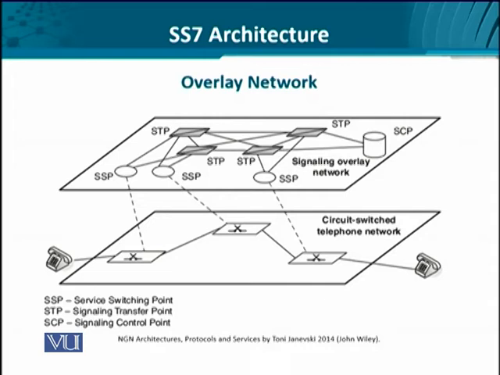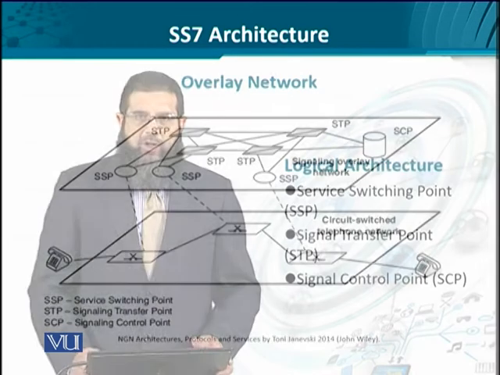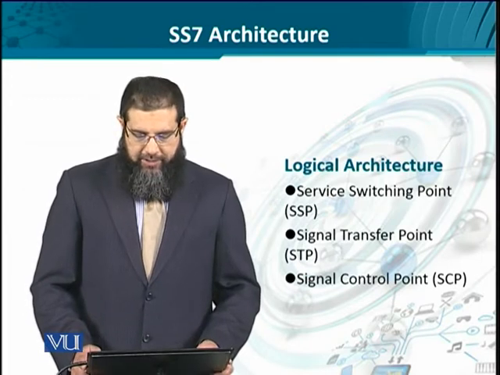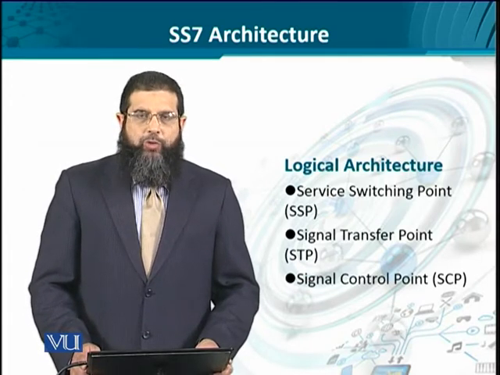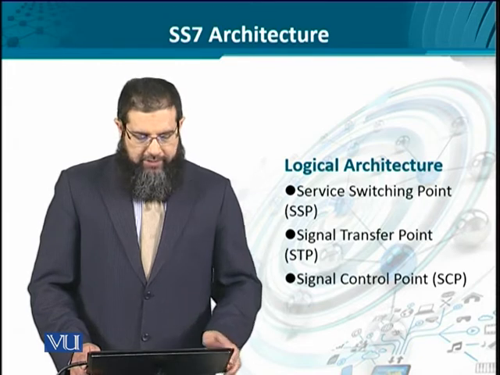If we look at the overlay network, we actually see different entities. These entities in the overlay network are the SSP, the STP, and the SCP. These form the logical architecture of the SS7 signaling network. We shall go through each one of these one by one.